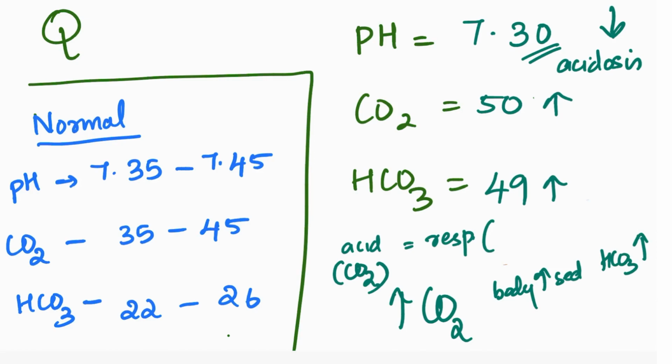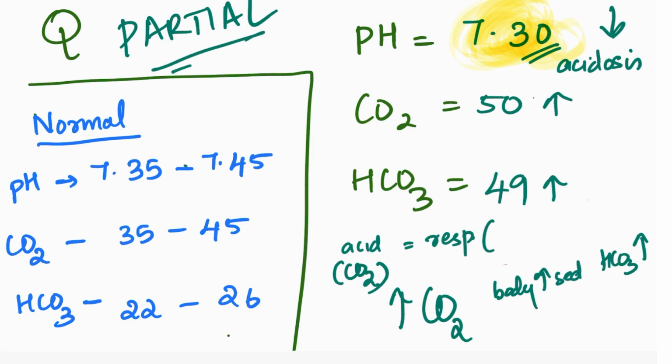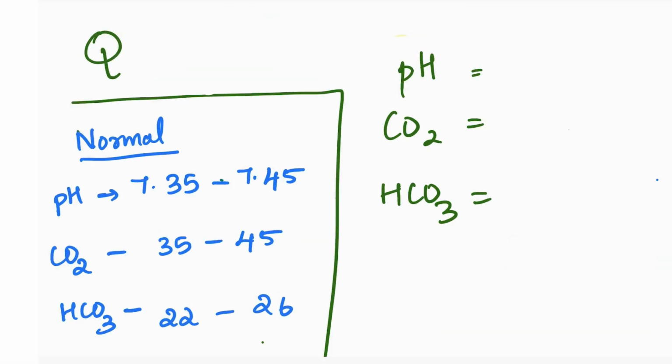But now we have to look at the pH. The pH is 7.30. That is not within the normal range. Normal range is 7.35 to 7.45. So was the body able to fix the issue fully? No, it was not able to bring the pH back to normal. So it is a partial compensation.